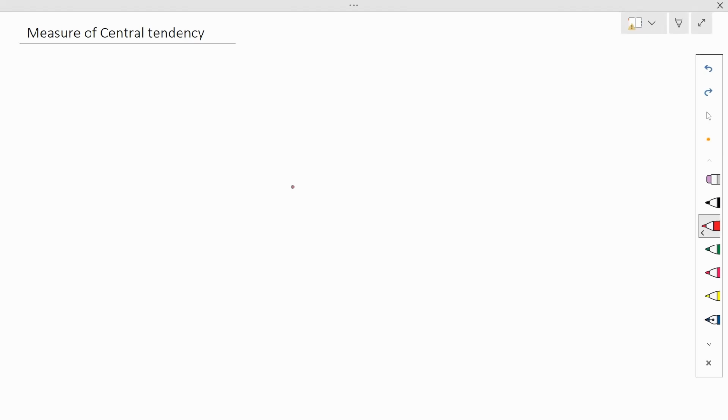Today's topic is measure of central tendency. Measure of central tendency is a statistical method to identify the center of a large dataset. It helps to summarize datasets and provide insights into the average behavior of the data.